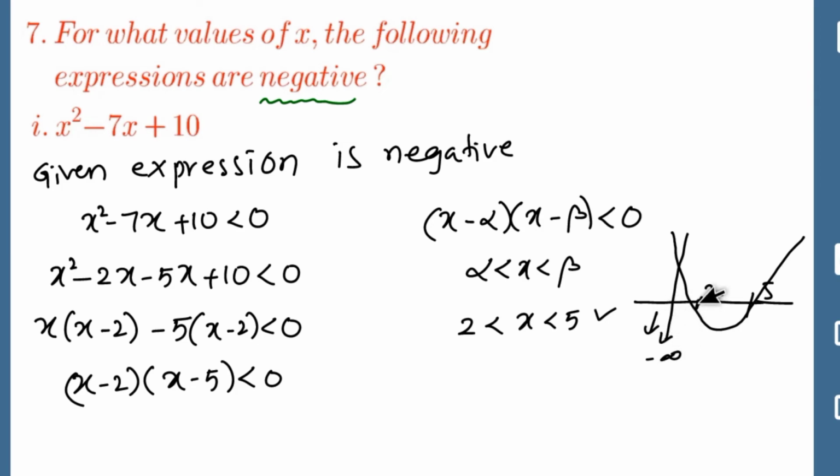y is negative. y is negative in 2 to 5. 2 to 5 మధ్యలో y అనేది నెగిటివ్ అవుతుంది. సో బిలో 2 గ్రేటర్ దెన్ 5 y అనేది పాజిటివ్ అవుతుంది. అందుకే ఎక్కడ నెగిటివ్ అవుతుంది? It is negative between 2 to 5. ఇట్లా గ్రాఫ్తో కూడా మనం ఎక్స్ప్లెయిన్ చేయవచ్చు.